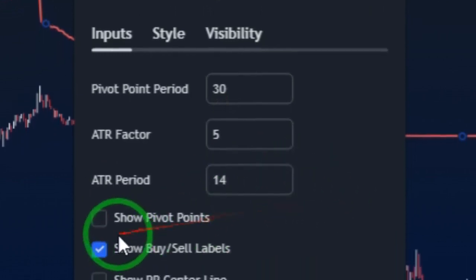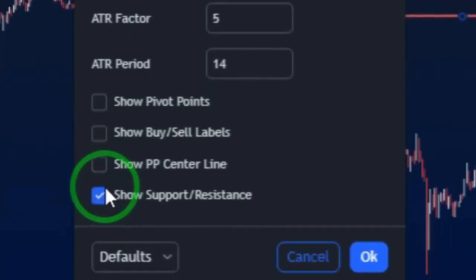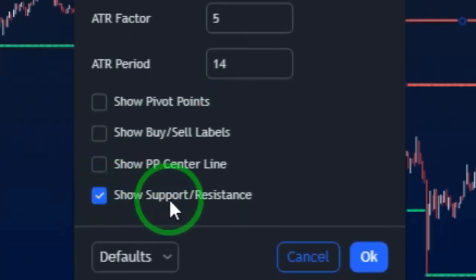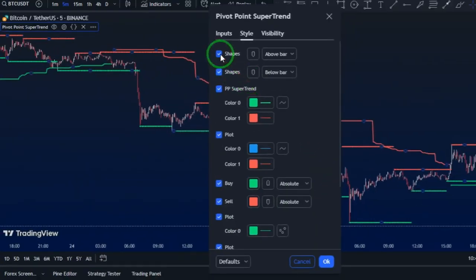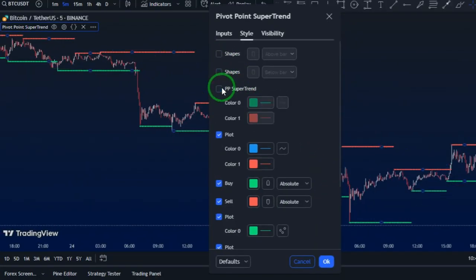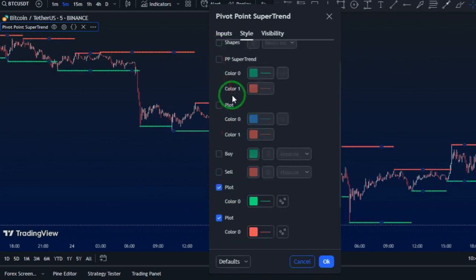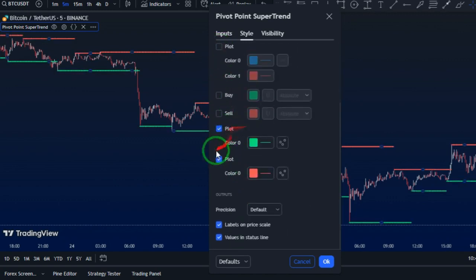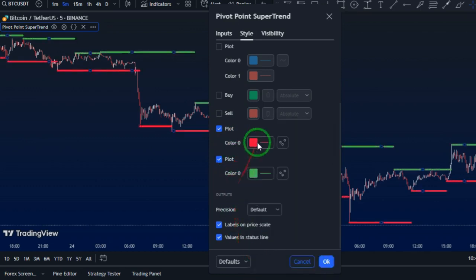Next, under the options, only enable the show support and resistance checkbox and disable all the rest. After that, move to the style section and disable all the options except for the last two plots. Then change the color of these two plots, setting the first one to red and the second one to green.